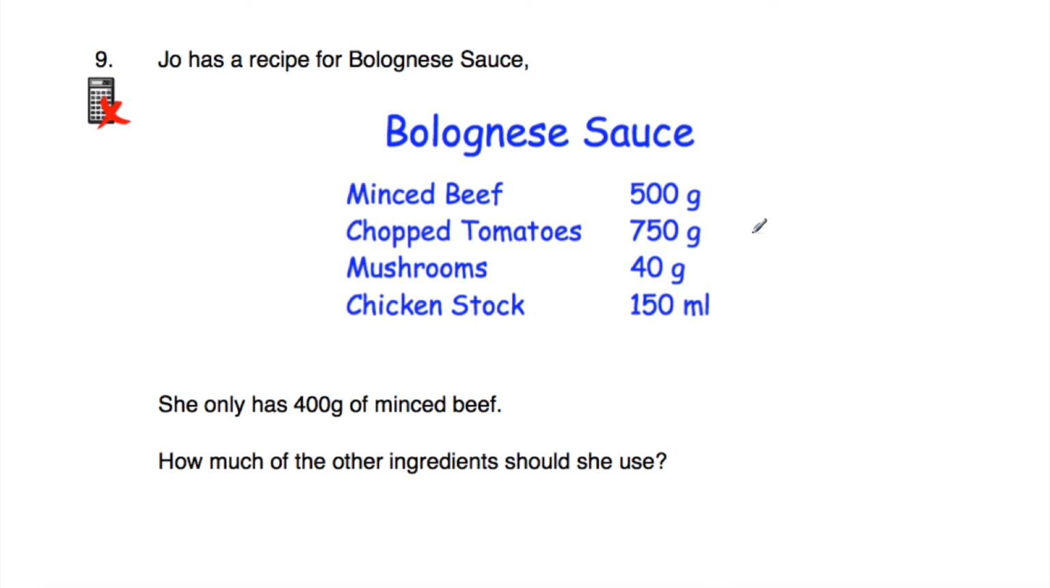So in this question, we're actually trying to find out if she was to scale this recipe and use 400 grams of minced beef, how much chopped tomatoes, how many grams of mushrooms, and how many milliliters of chicken stock would she need? So what I'm going to do in this question is she wants to use 400 grams of minced beef.